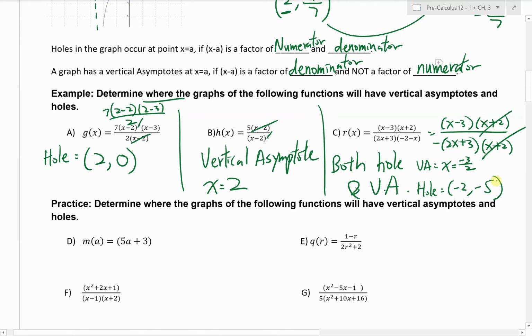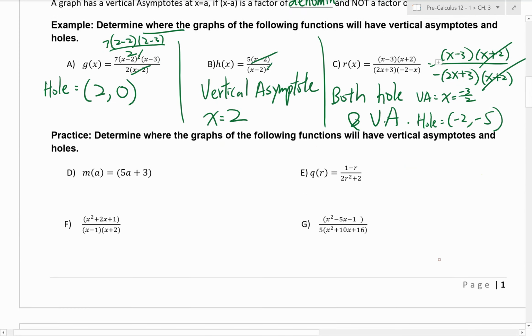So again, to get this y value, what you need to do is plug in this x value into here and here. And whatever you get would be the y coordinate of the hole. If you plug in negative 2 here, that gives you negative 5. Plug in negative 2 here, you get negative 1. But it's negative of negative 1, so it's positive 1. So we end up with negative 5 divided by positive 1. That's how I got my y coordinate of negative 5 right here.